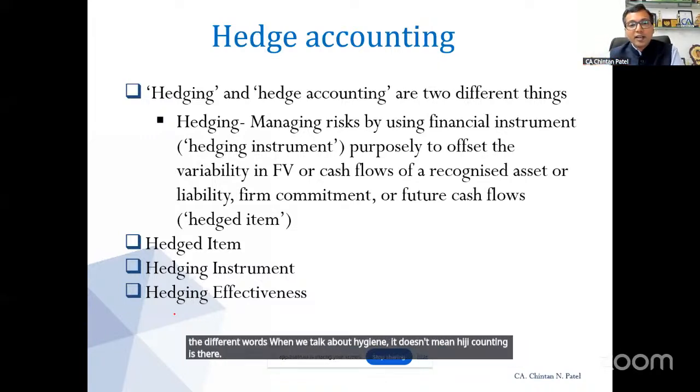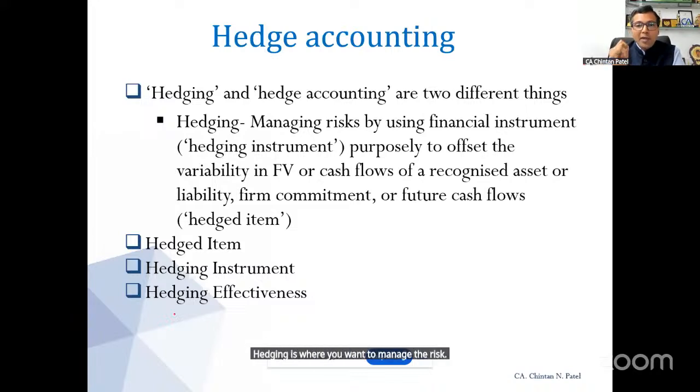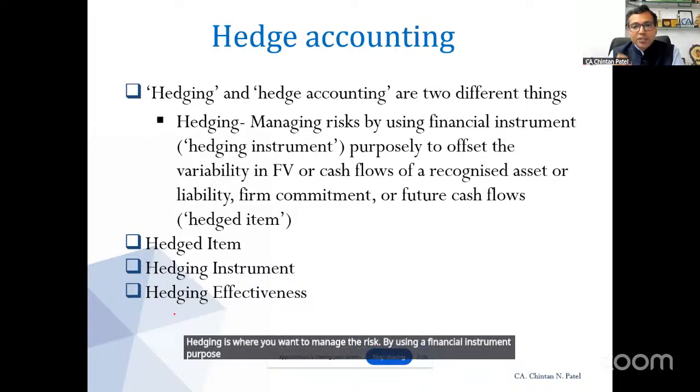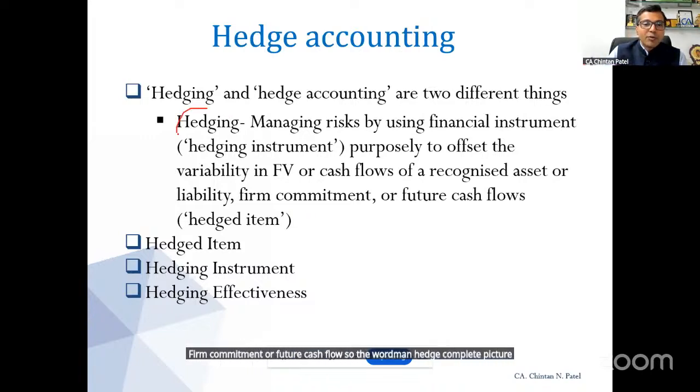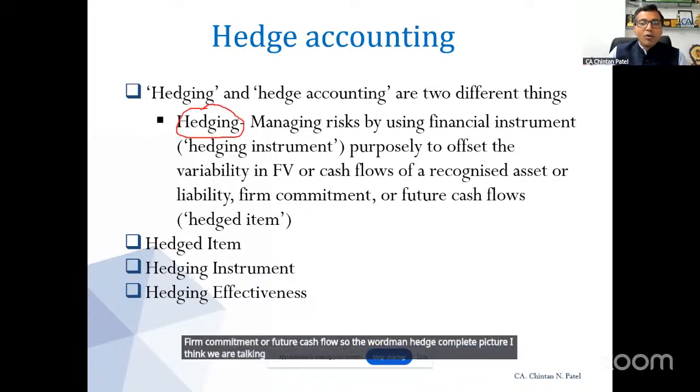Hedging is where you want to manage the risk by using a financial instrument purposely to offset the variability in fair value or cash flow of a recognized asset or liability, firm commitment or future cash flow. So when hedge comes into the picture, we are talking about managing risk. As I mentioned at the start of my session, the derivative instrument is one of the risk management strategies which has been taken by a lot of corporates.